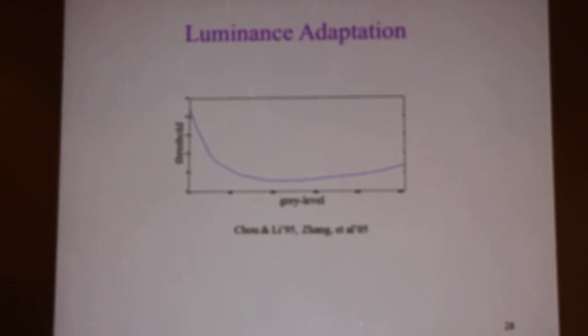Luminance adaptation is relatively easy because we already know there's the masking effect for the luminance background, something like that. This is the background in one area, and this is the threshold in the middle, and the JND is the smallest here, and maybe bigger here.